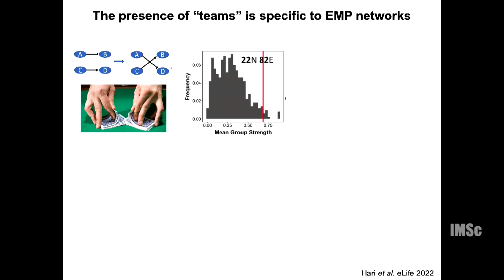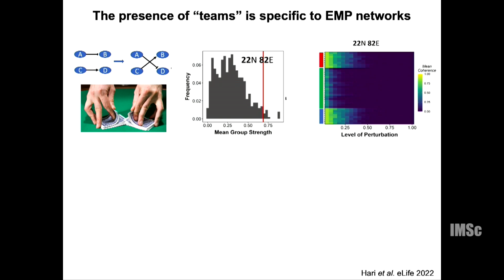And this is the histogram of 1,000 such networks. And you can clearly see only a few networks. I think wild type was around 96th percentile. So 95% of the networks do not have that formation of teams. So this is again something specific to the topology of this network.